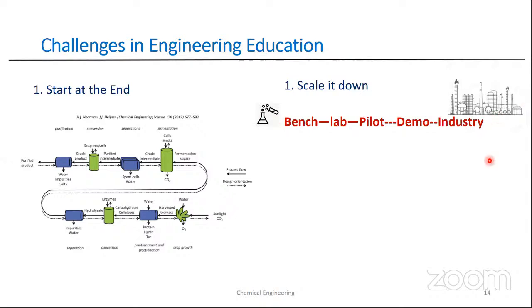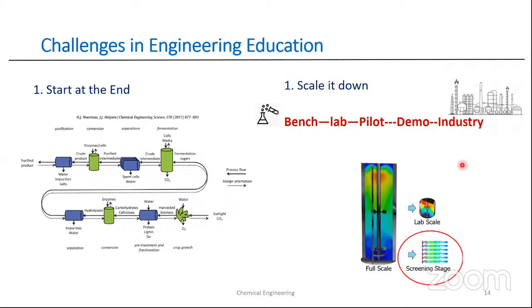So the problem is that when you scale up, the conditions are different, and that causes problems. The solution we found is that we should really scale it down, because you should think about what happens at large scale, if we have computational tools.